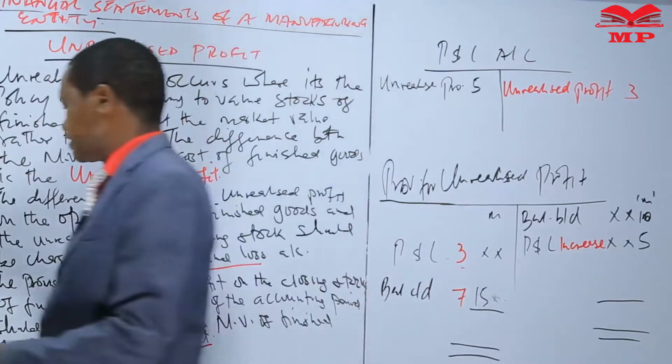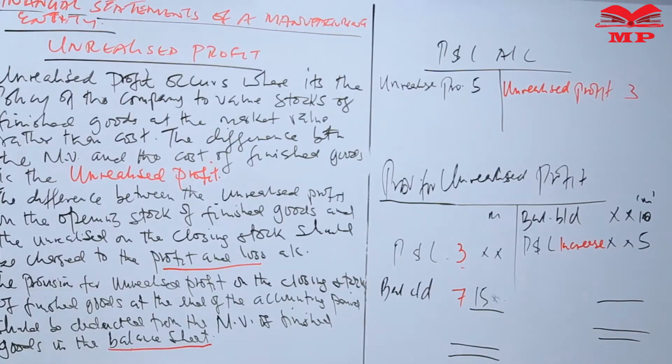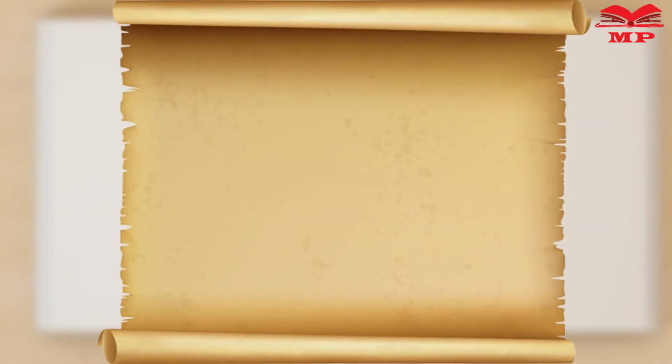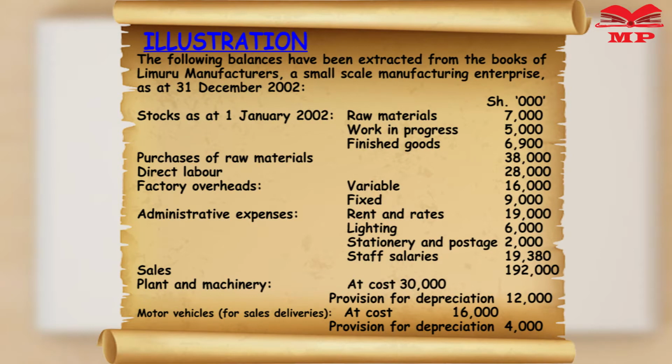So having understood the treatment of unrealized profit in both the profit and loss account and the balance sheet, we can now have an example. Can we now illustrate? I read this question. It's a past paper question. The following balances have been extracted from the books of Limuru Manufacturers, a small-scale manufacturing enterprise, as at 31st December 2002. So we have the balances there.